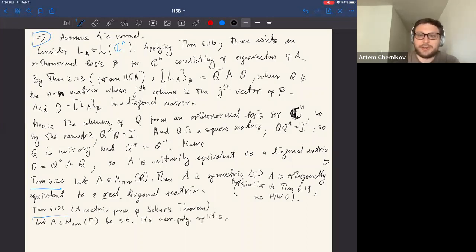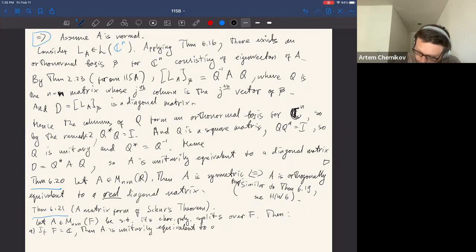Then we get a similar conclusion. Splits, to be precise, over F, the field of scalars that we have here. Then we have the following. If the field of scalars is the complex numbers, then A is unitarily equivalent to a complex upper triangular matrix.